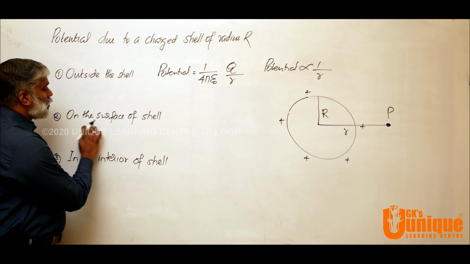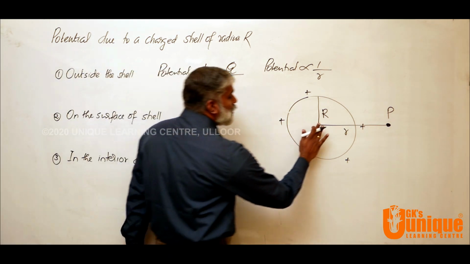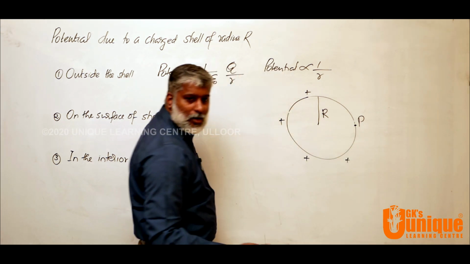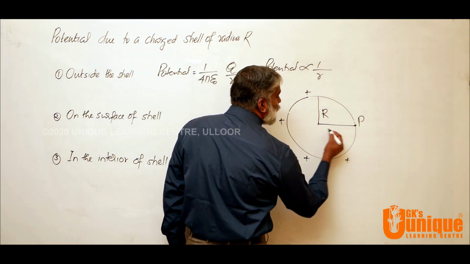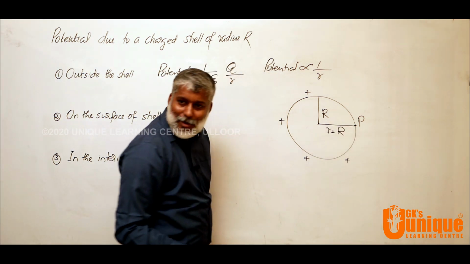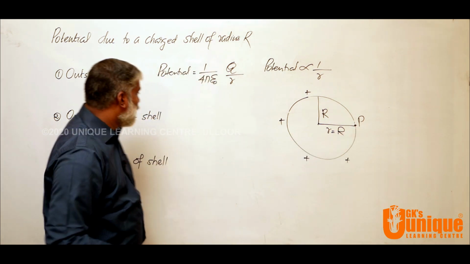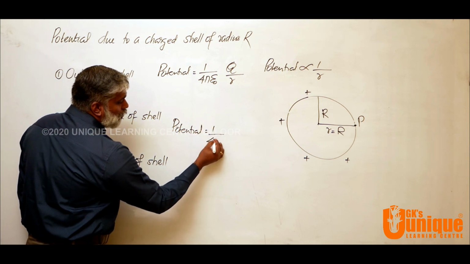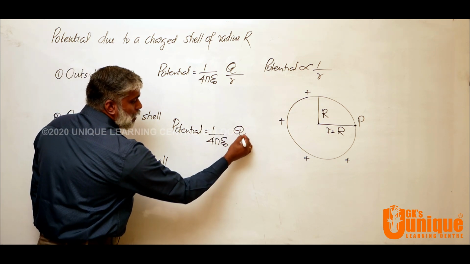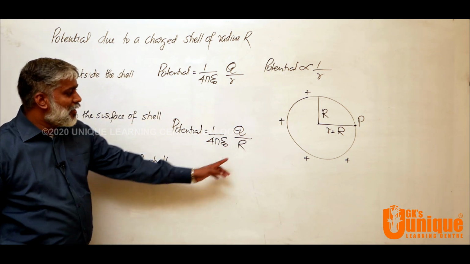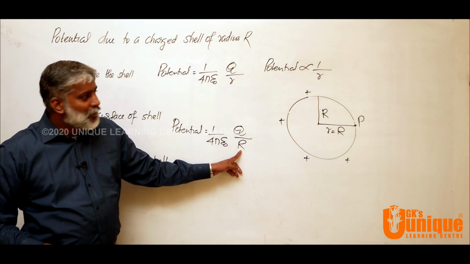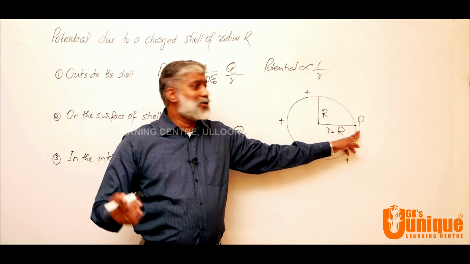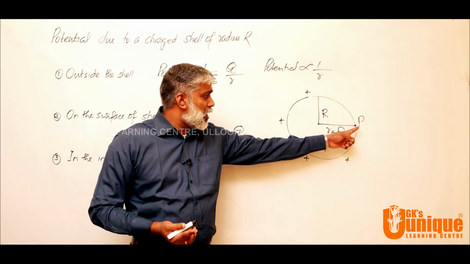Then, next is potential on the surface. Now, you consider your point here. If your point P is here, the distance small r becomes equal to capital R. Am I right? Then, what is the potential here? Potential is equal to 1 by 4 pi epsilon 0 Q by capital R, because the distance small r here becomes capital R. So, what is the potential on the surface of the shell? 1 by 4 pi epsilon 0 Q by capital R.